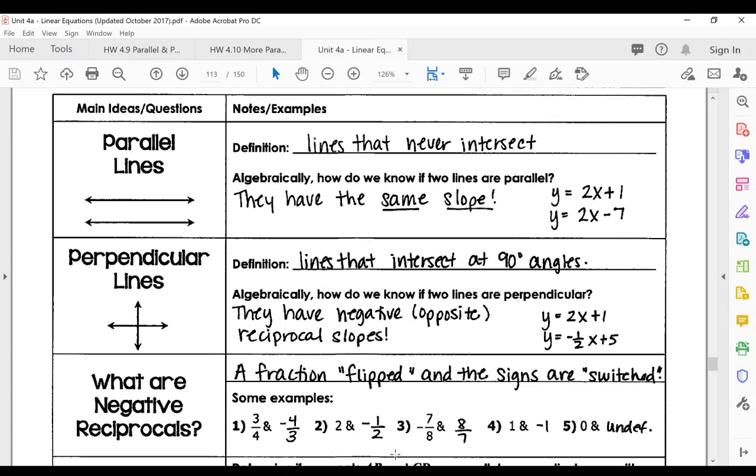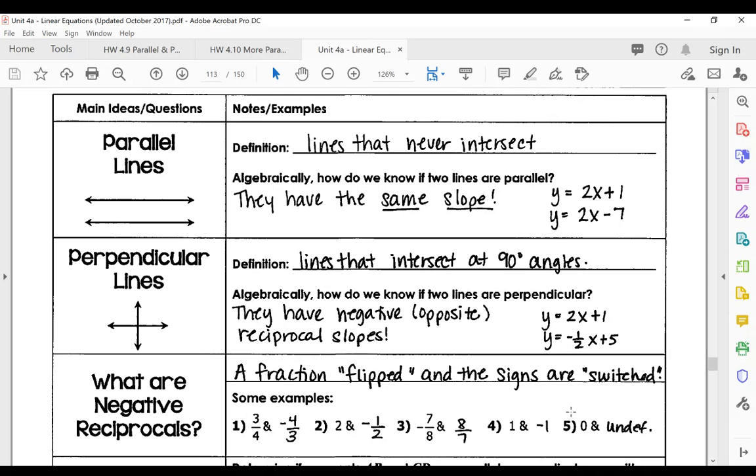In example 3, we have the fraction negative 7/8. So my negative reciprocal would be positive 8/7. In number 4, we have the slope of 1. The negative reciprocal of positive 1 is negative 1 over 1, which is just negative 1.